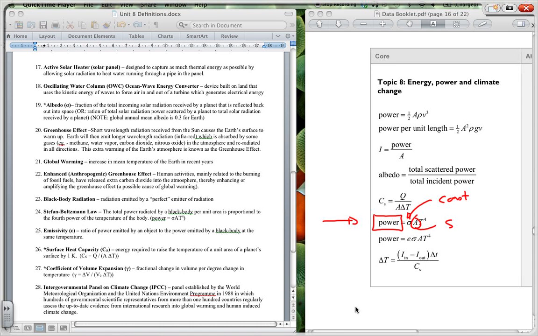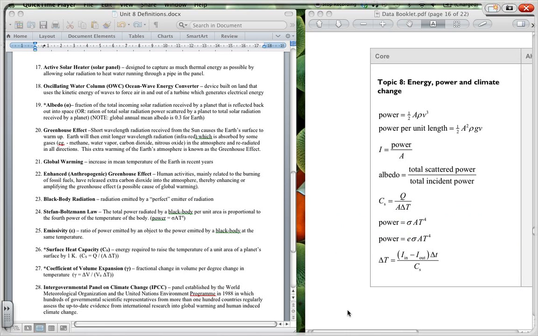This is the surface area. And usually we're dealing with spheres, so that surface area is given by 4 pi r squared. Need to know that formula. And this temperature here, you must use Kelvin. It's a Kelvin temperature.